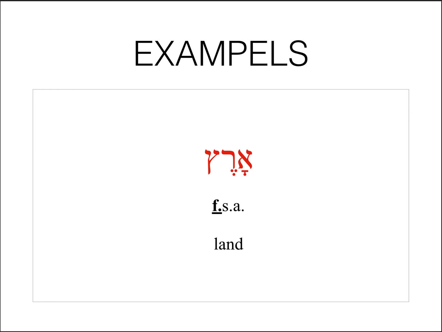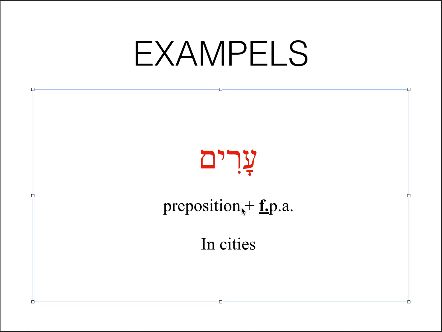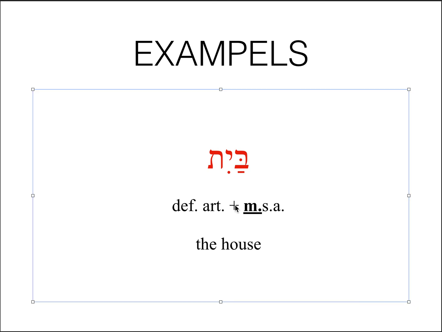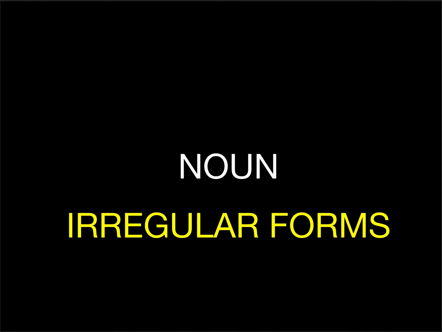The next example is arim, and this looks like im. This looks like a plural masculine, however this is feminine. So this is cities. And the final example is bayit. So the t that looks like the abrupt short stop of the feminine, however this is masculine, and this is masculine singular, meaning house. So those were some irregular nouns, irregular noun forms.